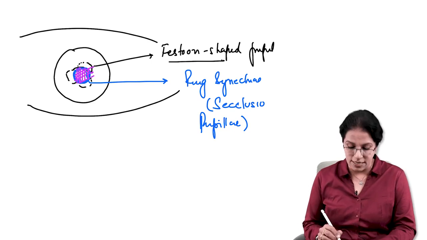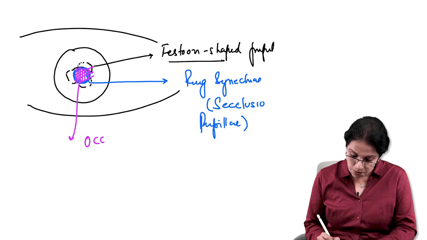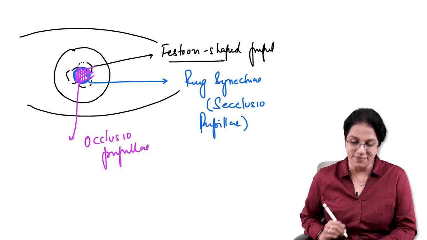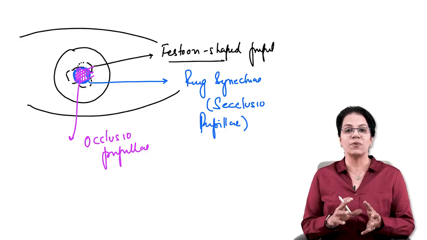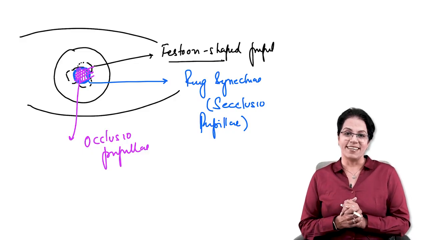Now we call this occlusio pupillae. Okay, this is what is occlusio pupillae. And lastly, so many of you have a confusion between what is seclusio and what is occlusio. I hope it's clear now.